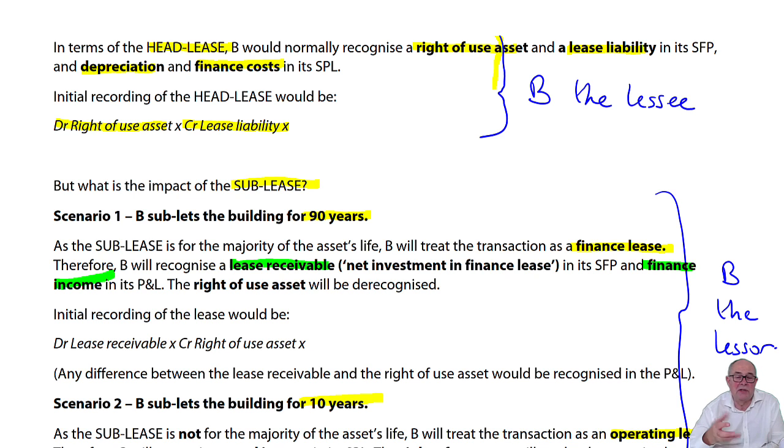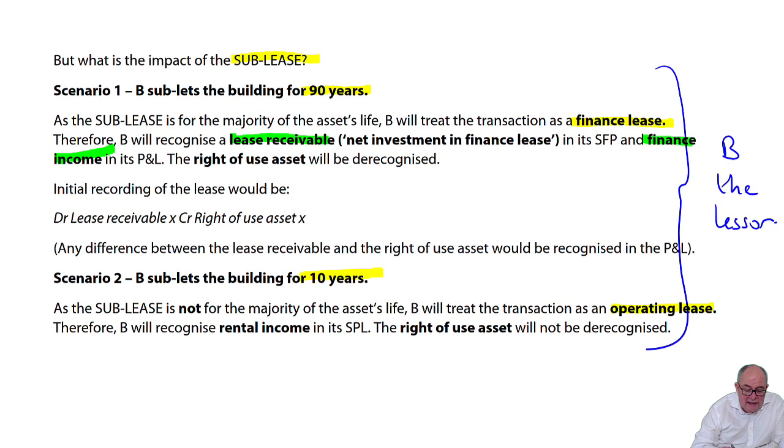Now, it could be that there's a slight difference in value between the right of use asset and the lease receivable, which would end up in the profit and loss. But don't worry about that at the moment. Just sort out the basics, the big picture. The big picture is I do not need this right of use asset in my accounts. So we say goodbye and hello to the lease receivable. So what happens is that B will get rid of the right of use asset and set up a lease receivable in its place.